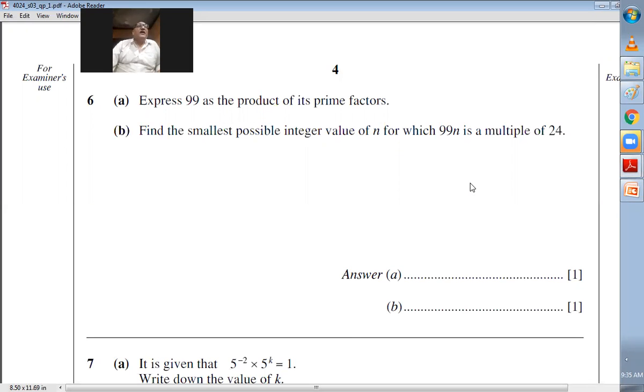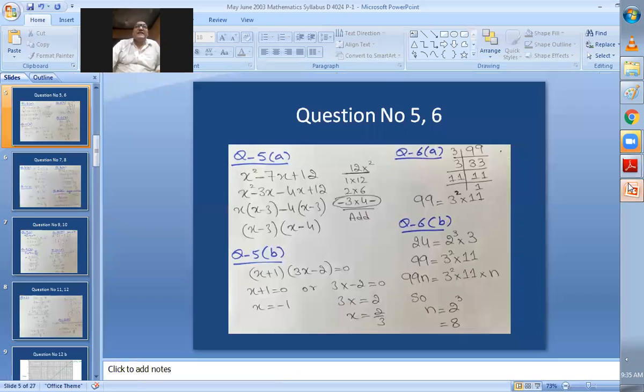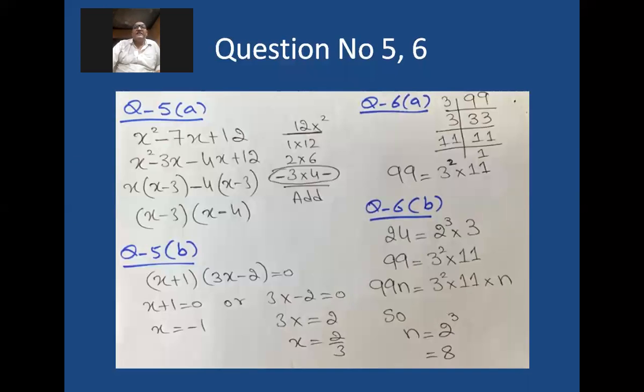He says, find the smallest possible integer value of n for which the 99n is a multiple of 24. So let me show you the technique how I have done this. Try to understand this technique.